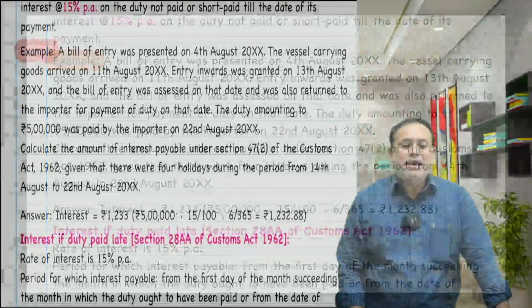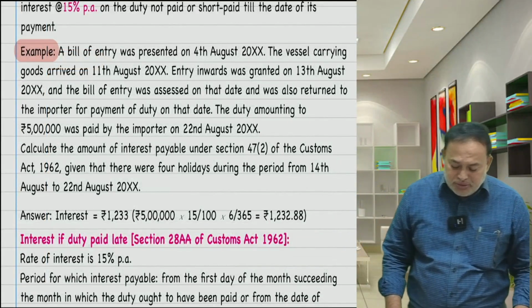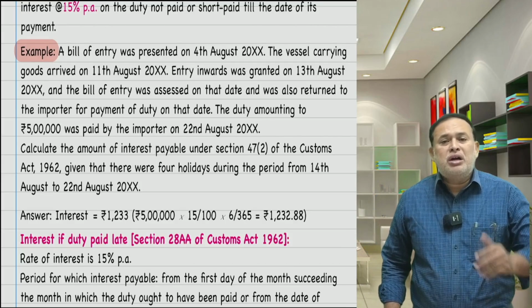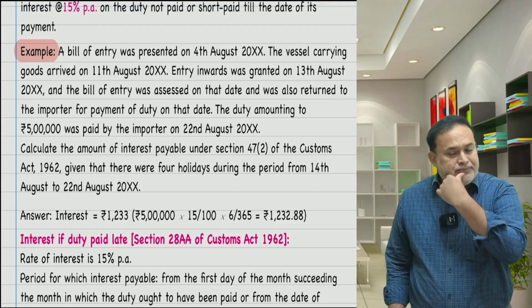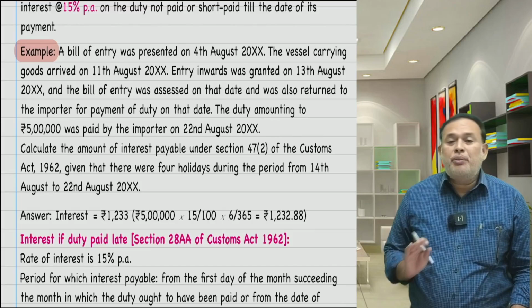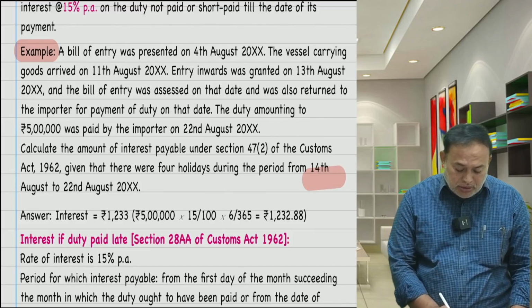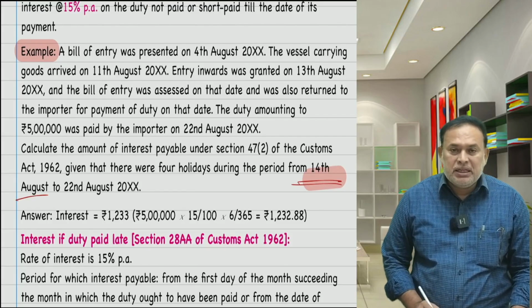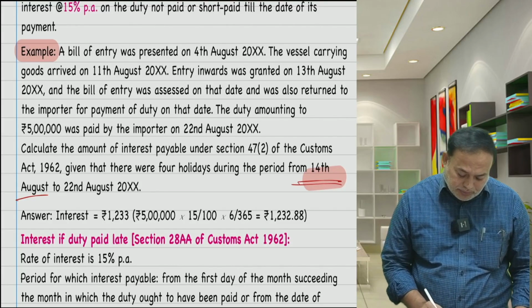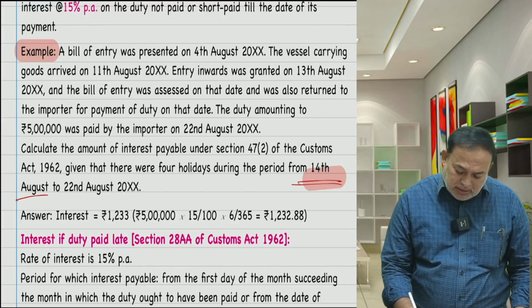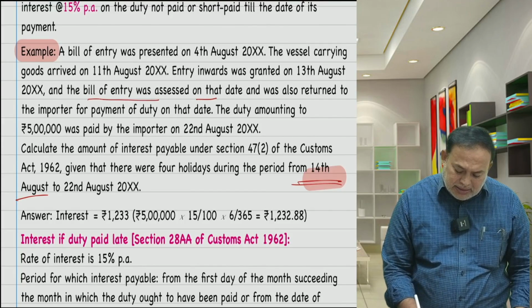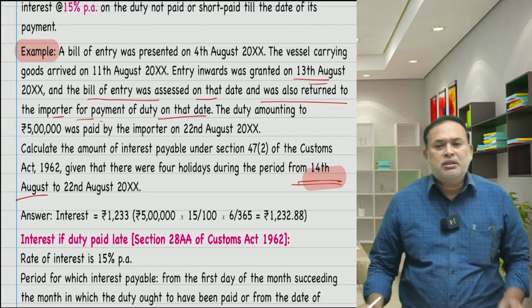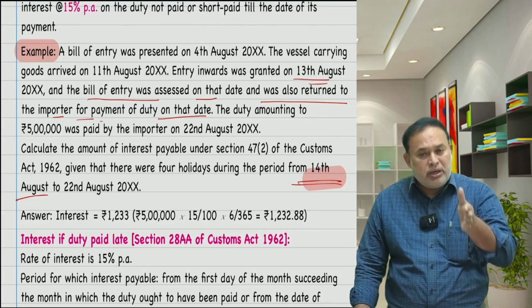How can we identify the solution for this? Dear friends, it is a case where you did not pay the import duty on the date on which they returned the bill of entry to pay. Delay happened. Total number of days, how many? It should not be counted from 14th August. Reason: when did they return the bill of entry? Here they said the bill of entry was assessed on the date and was also returned to the importer for payment of duty on the date, means on 13th August. When they returned on 13th August, that date also counts as one day.